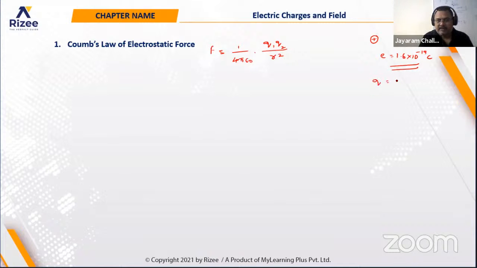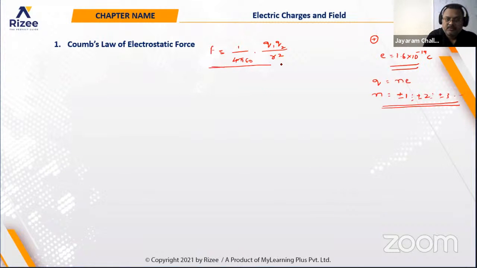And charge can be written as n into the basic value of the charge, where n is an integer. This is the charge quantization. So n can be plus or minus 1, plus or minus 2, plus or minus 3, and so on. This is the Coulombic force between the two charges. If they are like charges, there will be repulsion, and if they are unlike charges, there will be an attractive force. This particular thing we know.